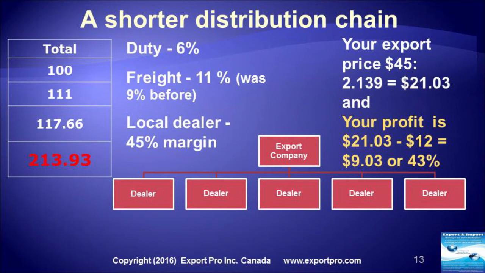In this case, with a short distribution chain you sell to local dealers, your export price is $45 divided by 2.139, which is $21.03. Your profit is $21.03 minus manufacturing cost of $12. Your profit is increased to $9.03, or 43%.